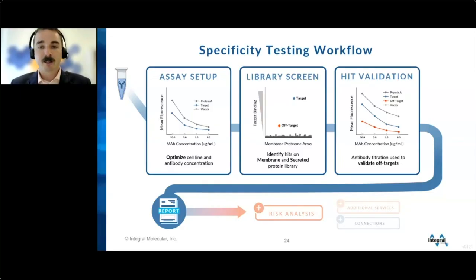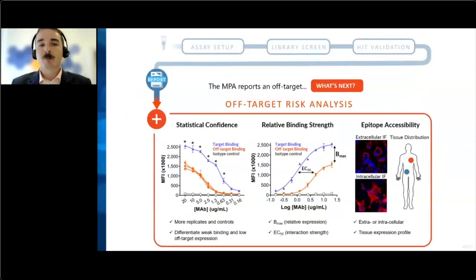If we do identify a novel binding interaction, we do have some post-project services that we can offer, because often we are asked, what is next when we see something that binds that is unexpected? Well, we have an off-target risk analysis that we can do in-house, which provides additional statistical confidence and relative binding strength. By increasing the replicates and titration used, including biological and technical replicates, normalizing our protein expression to be able to calculate Bmax and EC50, as well as analyzing the epitope accessibility with immunofluorescence.